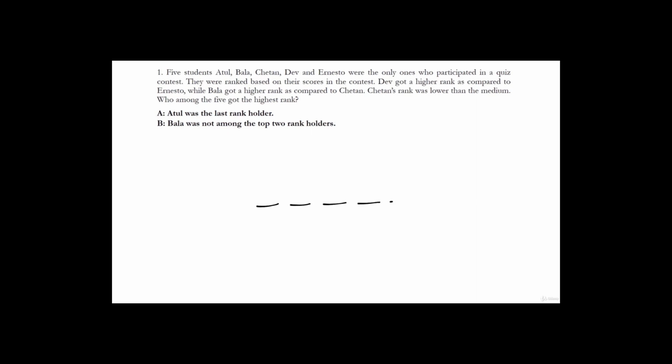According to the first statement, Atul is in the last rank, 5th rank, and Chetan's rank was lower than the medium, so Chetan could be in this position, 4th. And we have Bala, who got a higher rank compared to Chetan, and Bala was not among the top two rank holders. So Bala should be in the third rank. And among Ernesto and Dev, Dev got the higher rank. So Dev should be first rank and Ernesto should be the second rank.